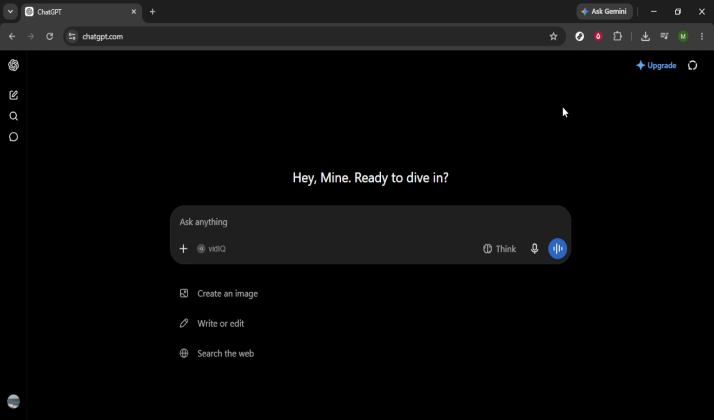To kick things off, I open my preferred web browser and navigate directly to the main ChatGPT interface. Make sure you're logged in to your account if necessary. Once the page loads, you'll notice a central chat box where you can enter your prompts. This is where the magic happens.